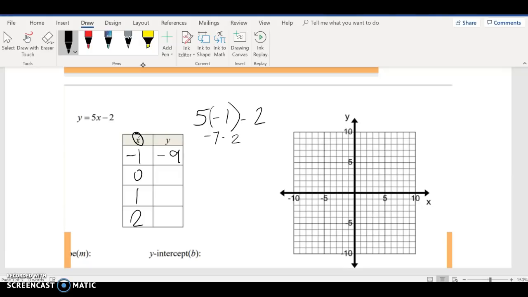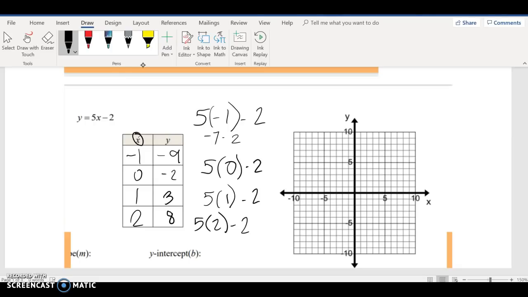All right? So when x is 0, I need to do 5 times 0 minus 2. Well, 5 times 0 is 0. 0 minus 2 is -2. Same thing, 5 times 1, minus 2. Well, 5 times 1 is 5, minus 2 is 3. Same thing with 2, 5 times 2, minus 2. Well, 5 times 2 is 10, 10 minus 2 is 8.